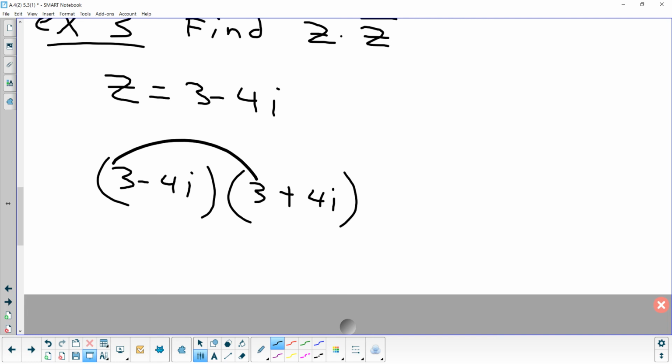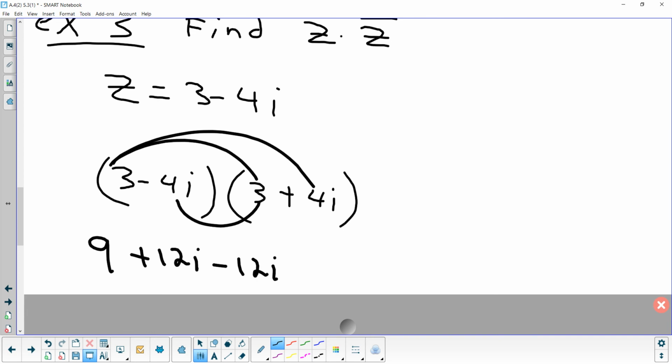What's 3 times 3? Yep, you get 9. What's 3 times 4i? 12i. What's 3 times negative 4i? Okay. Negative 12i. Good. Positive 12i, negative 12i. Those are going to cancel out.